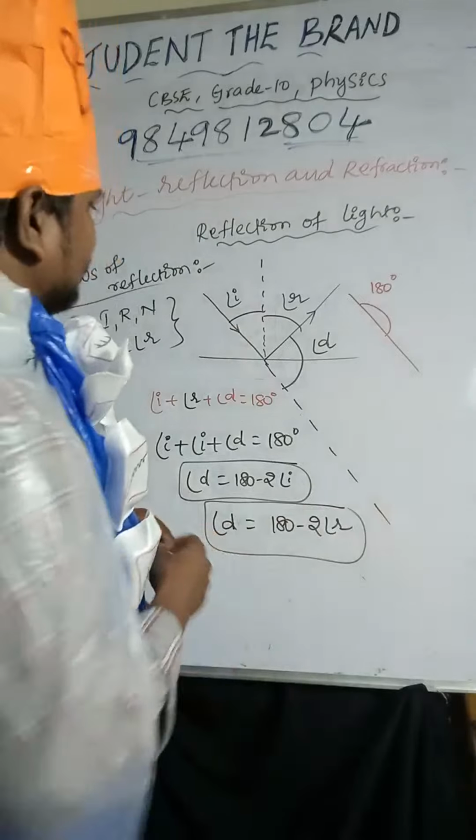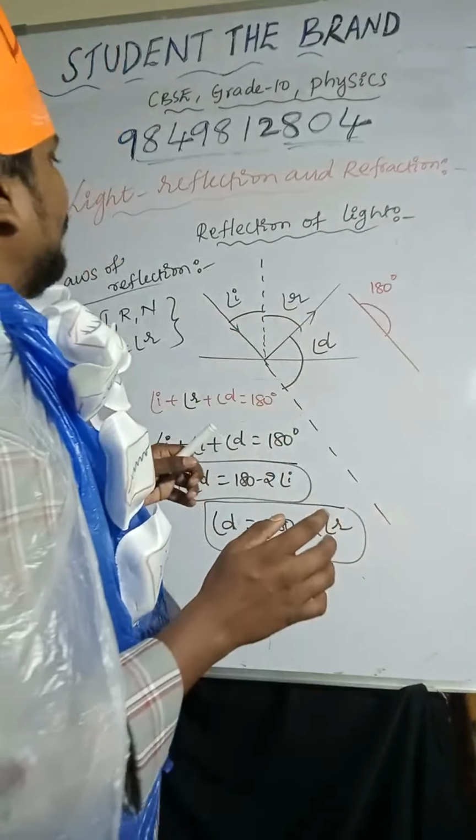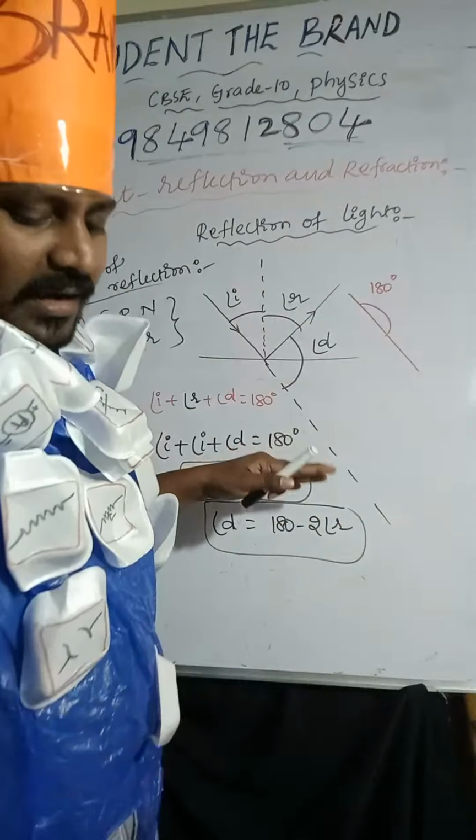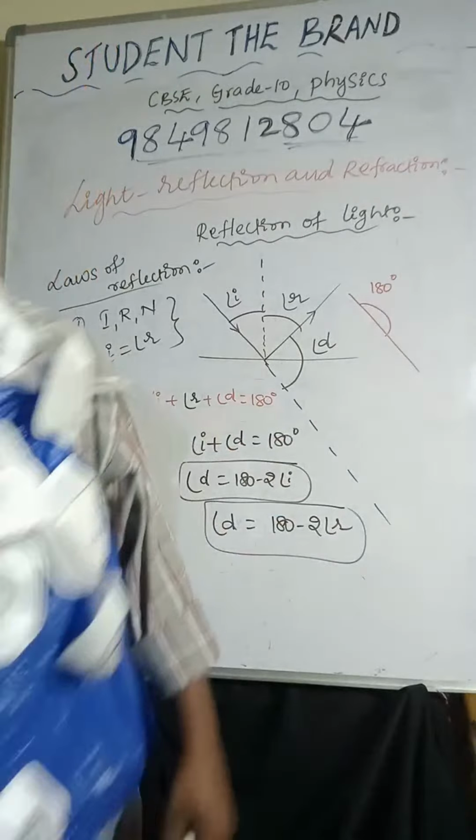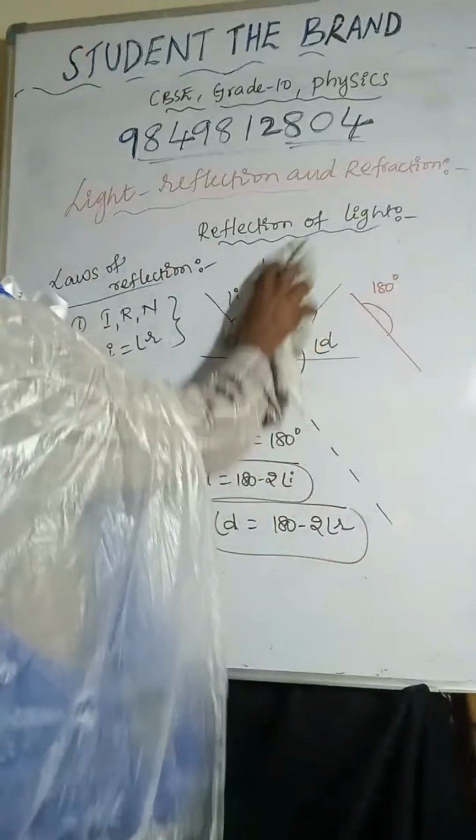Okay, so this is about reflection of light, the laws of reflection, and the angle of deviation formula. Now we will discuss image and object.